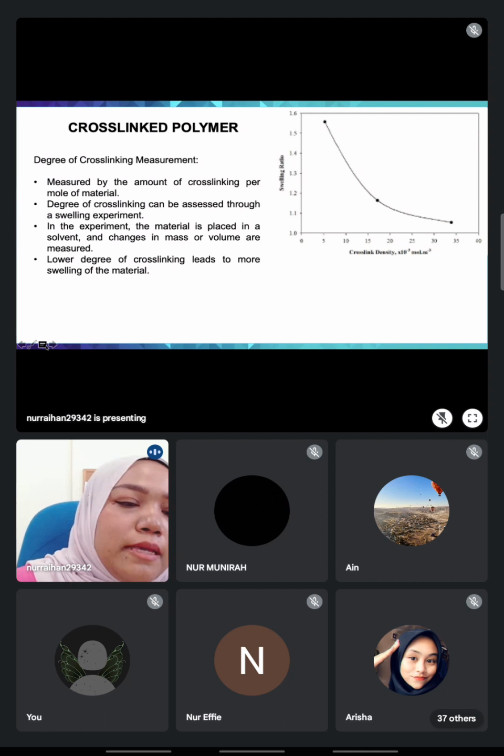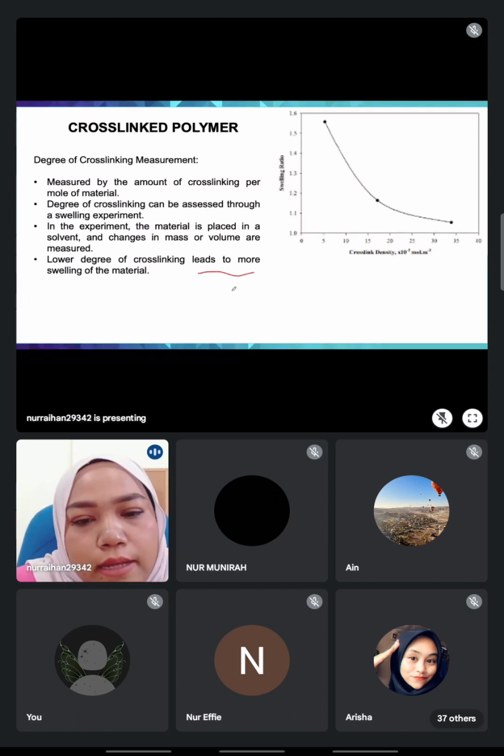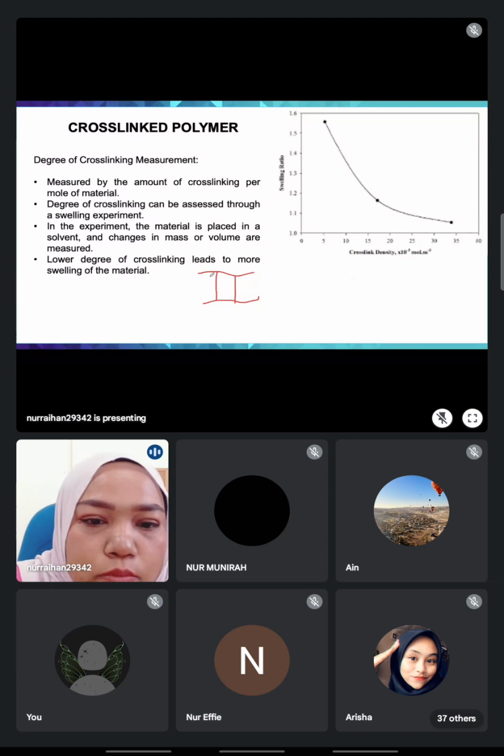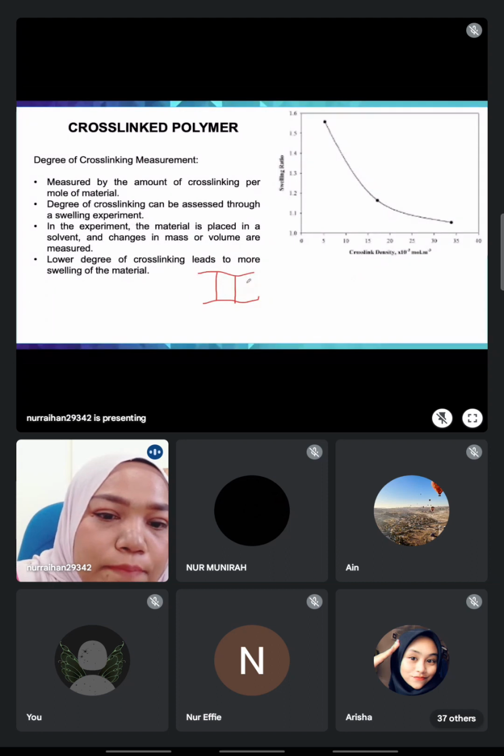Kenapa dia jadi macam ni? Sebab kita boleh illustrate. Okay, bila polymer awak adalah slightly cross-link, contohnya macam ni. So, bila dia slightly cross-link macam ni, you boleh nampak there's still a lot of the empty space in between these two polymer chains. So when they absorb the water, water can still penetrate into this space.